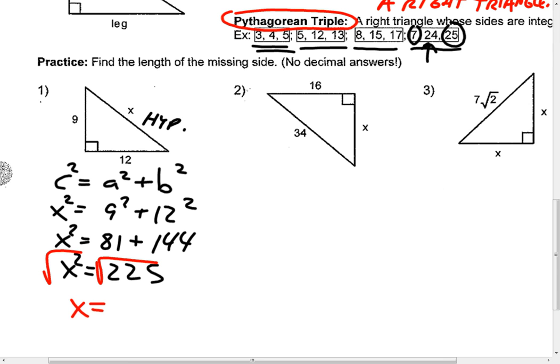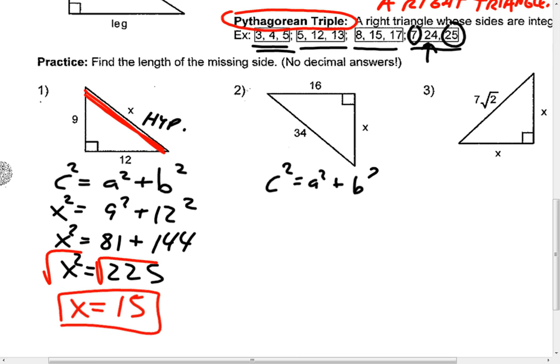X equals 15. This year we're only interested in the positive value because we're looking for a length. Next year you'll be looking at positive and negative 15 when you're dealing with quadratics. What am I looking for in number 2? I'm looking for one of the legs.